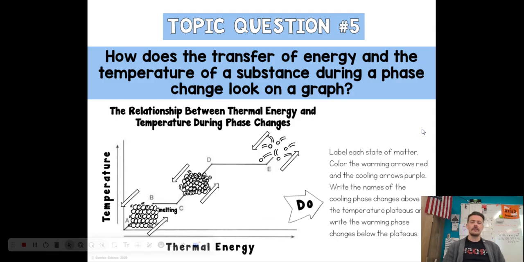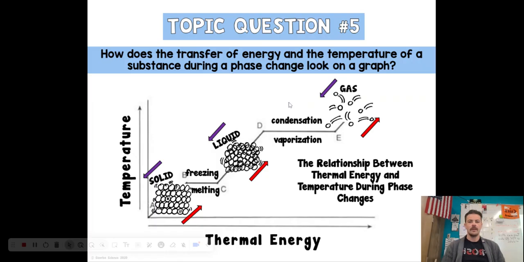Topic question number 5. How does the transfer of energy and the temperature of a substance during a phase change look on a graph? So label each state of matter and color the warming arrows red and the cooling arrows purple or blue. Write the names of the cooling phase changes above the temperature plateaus, and write the warming phase changes below the plateaus. It should end up looking like this.